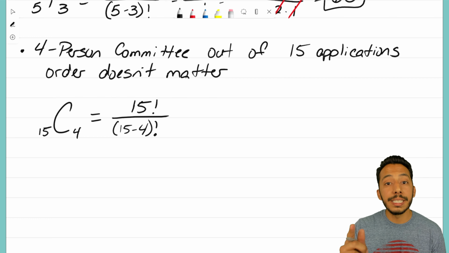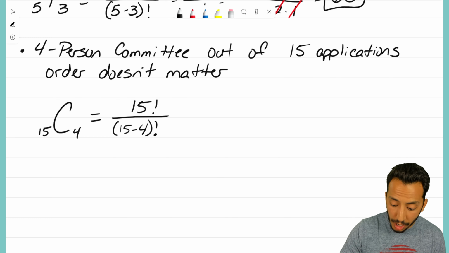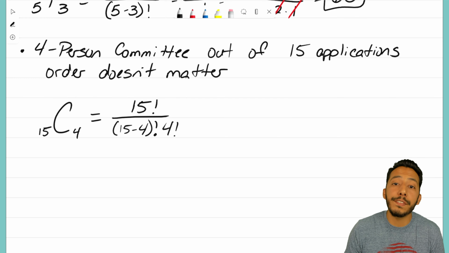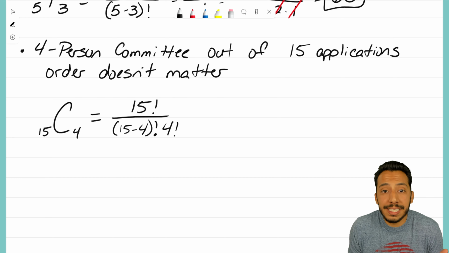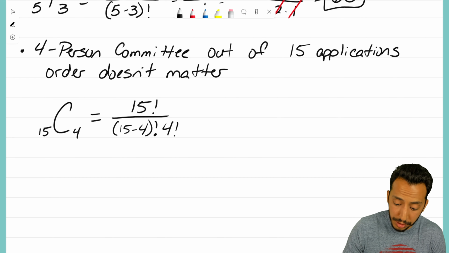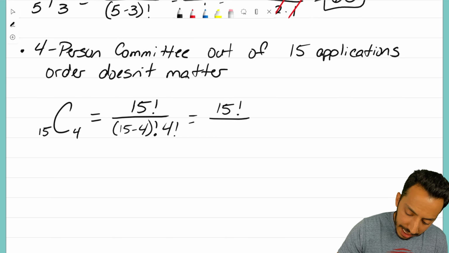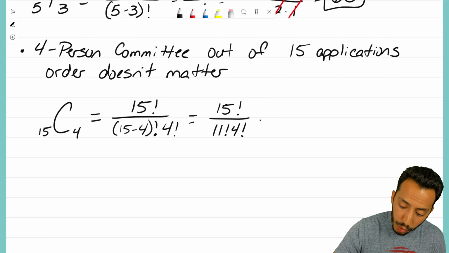But remember, it's a combination. So I also need to put in an r factorial. I've got to put in that 4 factorial to remove the duplicates, the 4-person committees that end up being the same because the order doesn't matter. Well, this is going to simplify to 15 factorial over 11 factorial times 4 factorial.